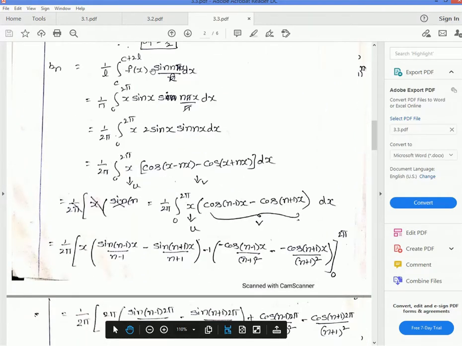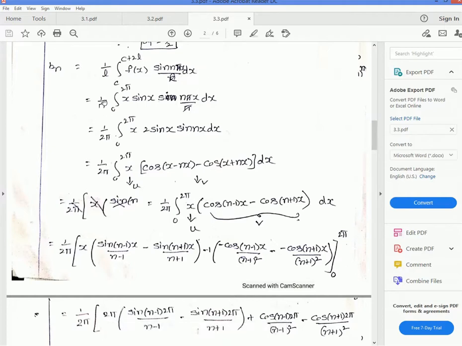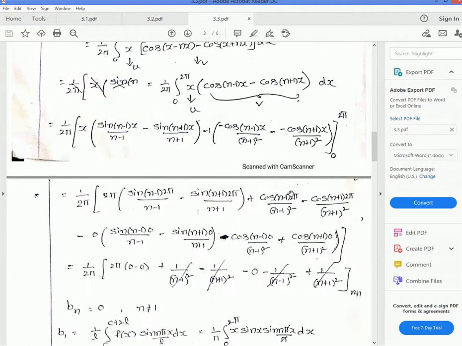Similarly the b_n value. b_n is 1 by l, c to c plus 2 pi, f of x into sin n pi x by l dx. That is 1 by pi, 0 to 2 pi, f of x into sin nx dx. So this is of the form 2 sin a sin b. So what is 2 sin a sin b? Cos of a minus b minus cos of a plus b. So that is cos of (n minus 1) into x, minus cos of (n plus 1) into x, you can write. So now again use the UV rule, u v1 minus u dash v2.